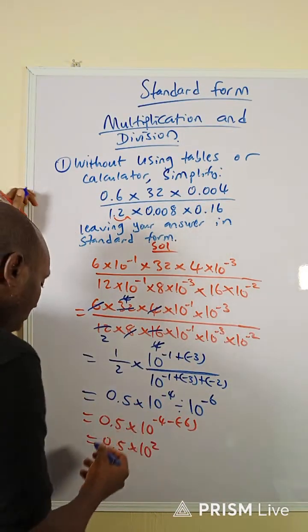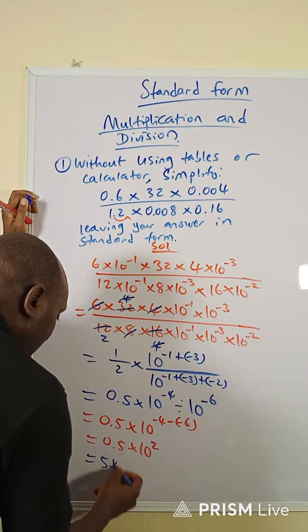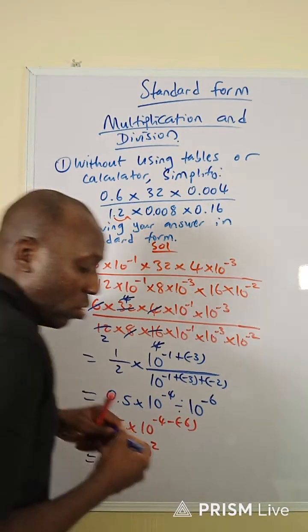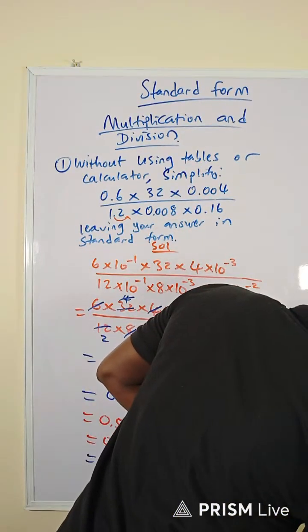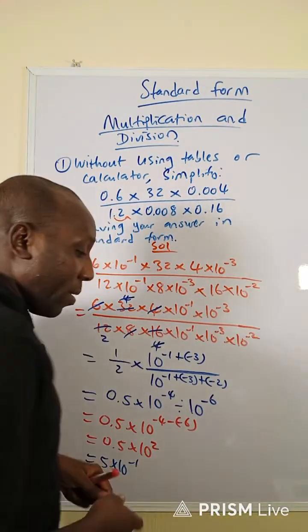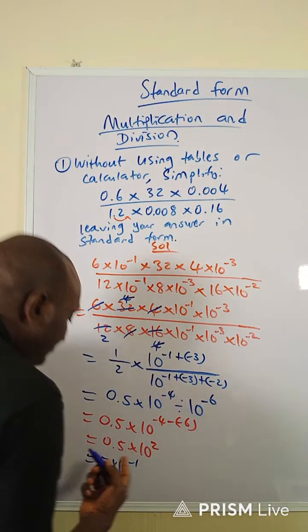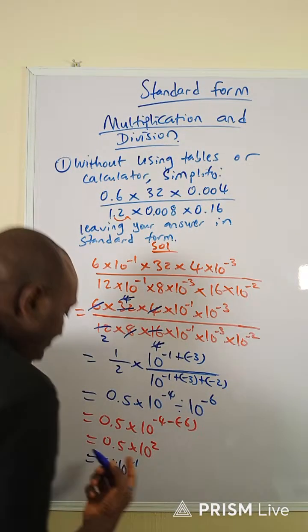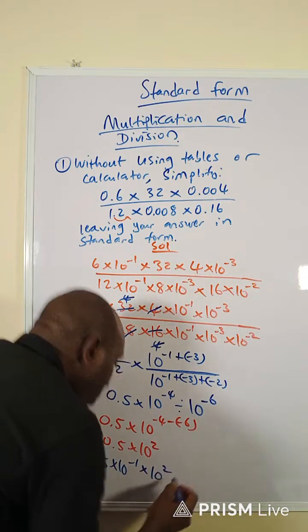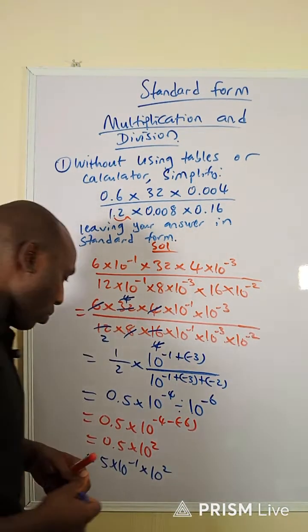So 0.5 will now be what? 5 times 10 raised by what? Minus 1. Do you understand what I'm doing? Yeah, that is what is going to be. Okay, that's it. So I have written 0.5 as what? 5 times 10 raised by what? Minus 1. So times 10 raised by 2. Are you seeing that? Good.